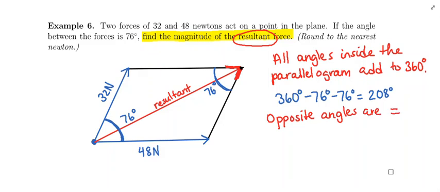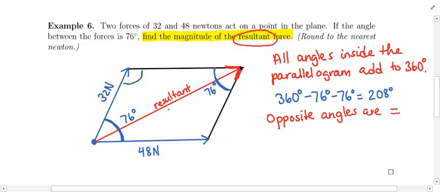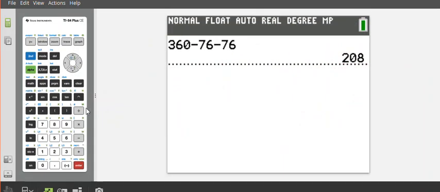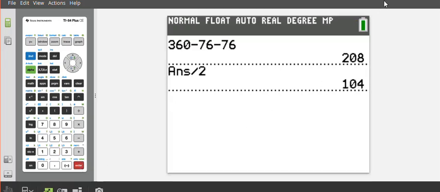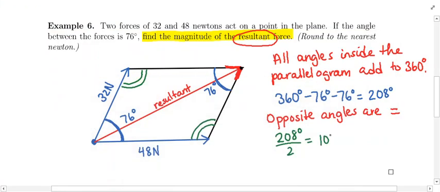Okay, so that means this angle is going to be opposite this angle, and they're going to be equal. So if I take the 208 remaining degrees and I divide that by 2, that means that each of those green angles is going to be 104 degrees. All right. So what else do we know?